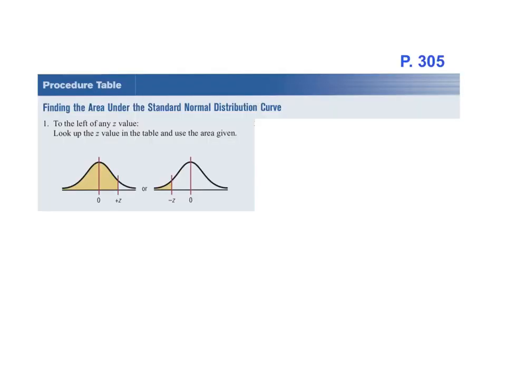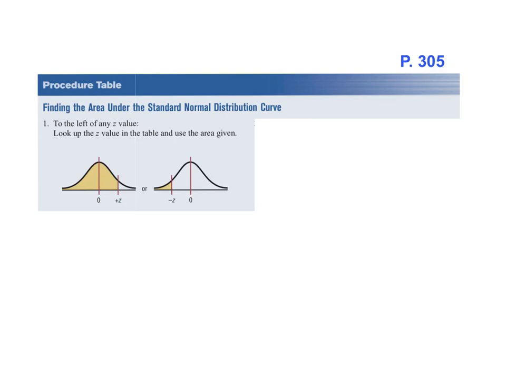So next. This on 305 is basically going to tell you all the different things that have to be done. There are 3 ways of looking at area under the standard normal curve. And that's what we're going to be spending 6.1 on, finding the area under the curve.